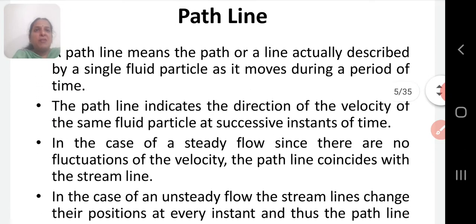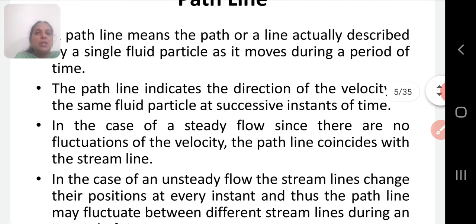Next one is path line. From the name itself, you will be able to know what a path is. Suppose a fluid particle is moving in a single path, and you are studying that, then that is said to be a path line. So a path line is a path or line described by a single fluid particle as it moves during a period of time. The path line indicates the direction of velocity of the same fluid particle at successive instants of time. So we observe only a single fluid particle and find the direction of its velocity at different instants of time.